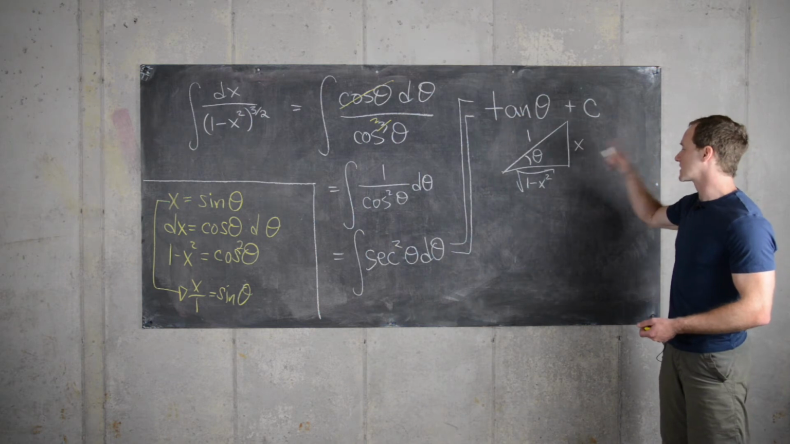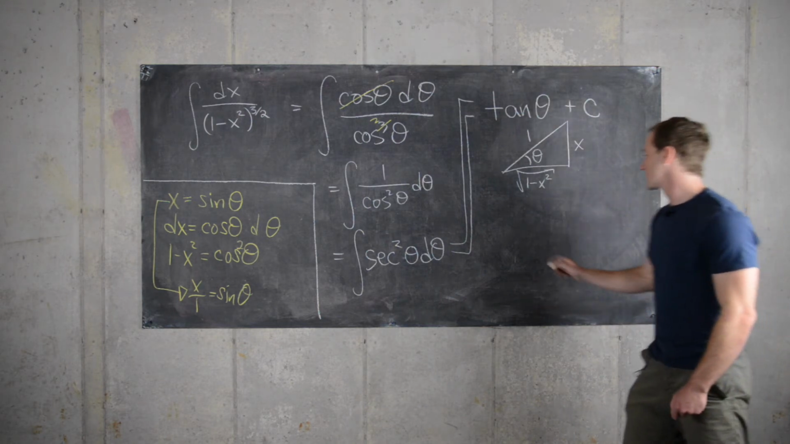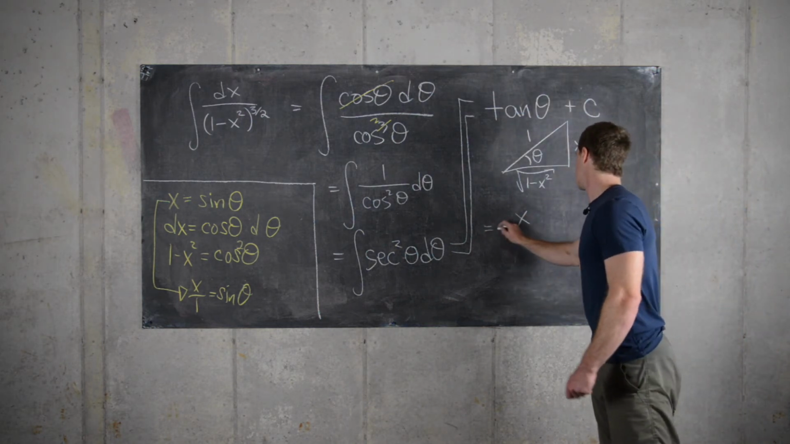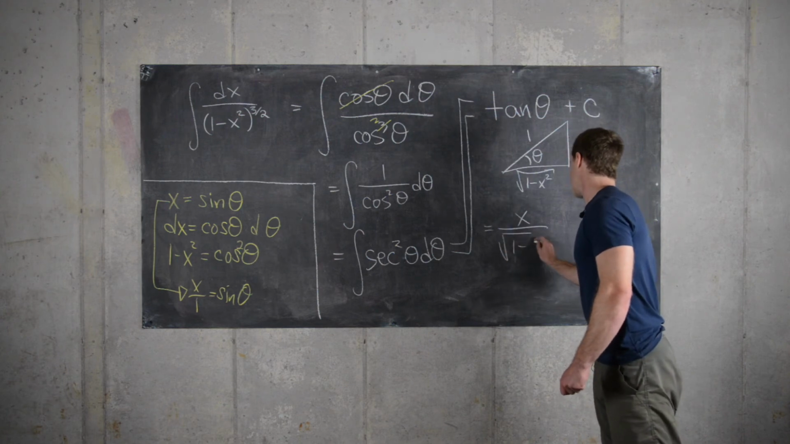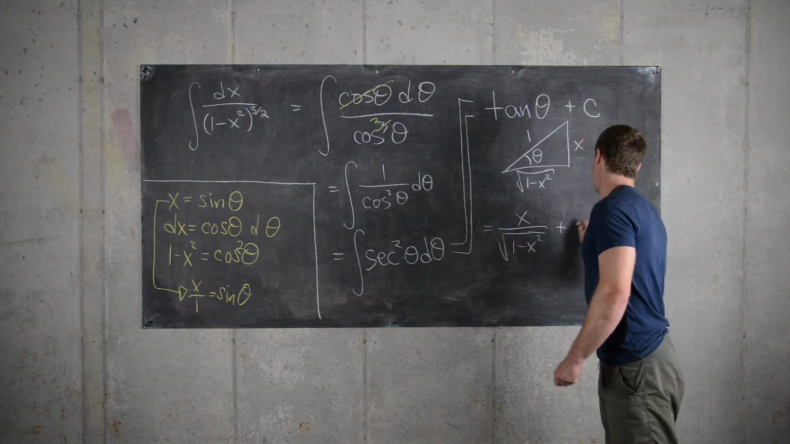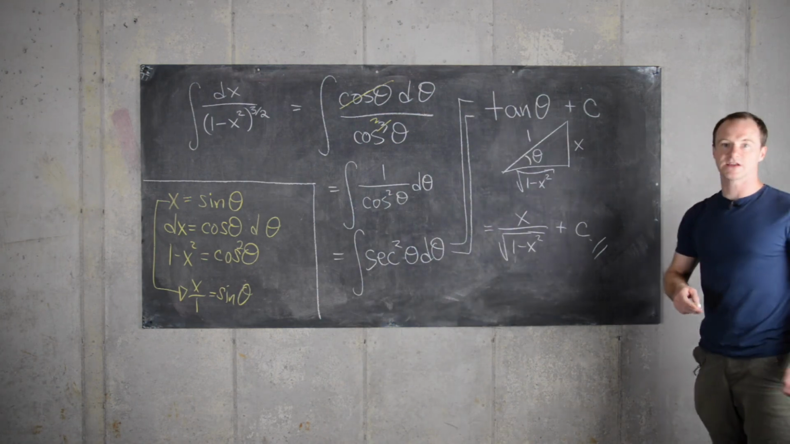So tangent will be x over the square root of 1 minus x squared. So that gives us x over the square root of 1 minus x squared plus a constant. And that's our final answer.